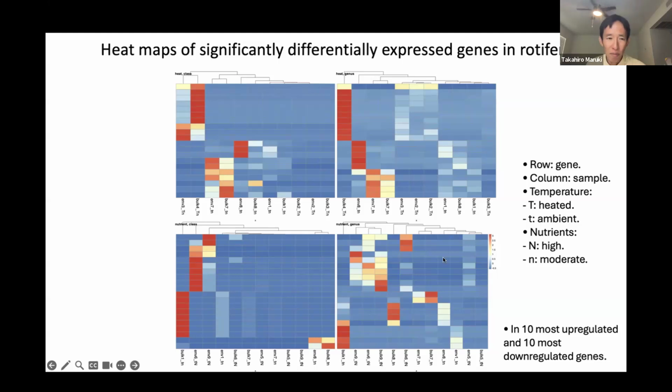The bottom two heat maps show the corresponding heat maps in nutrient response under ambient temperature condition. By looking at the class level analysis, we find that samples from the ponds under the same nutrient condition show similar gene expression pattern, which was also found in the analysis at the genus level, indicating that these genes also show nutrient response.